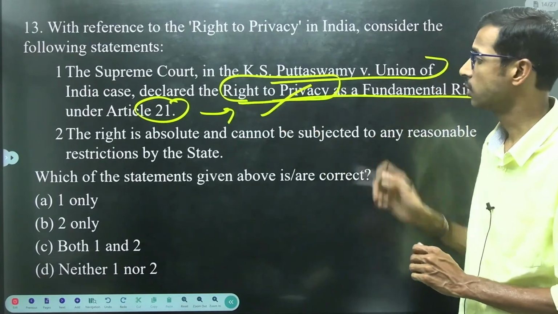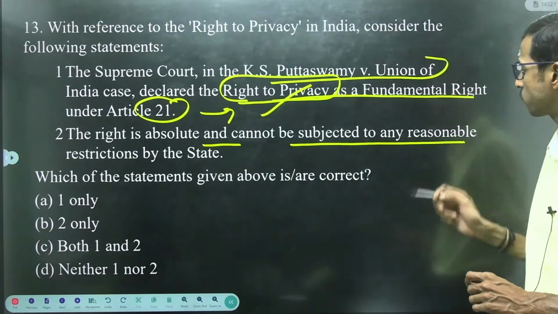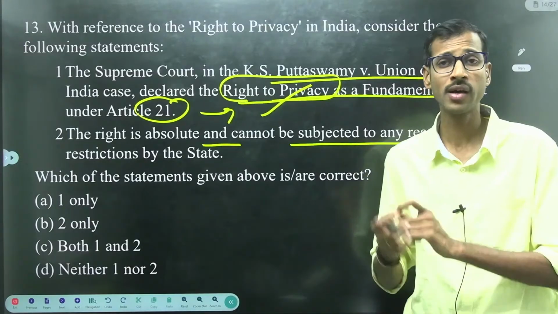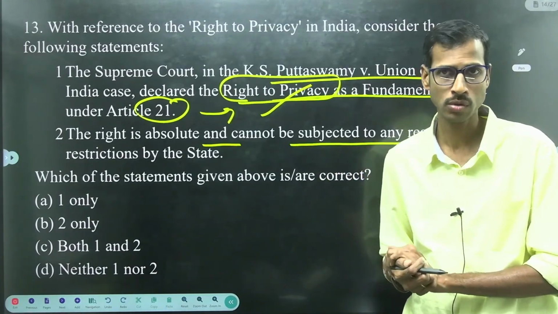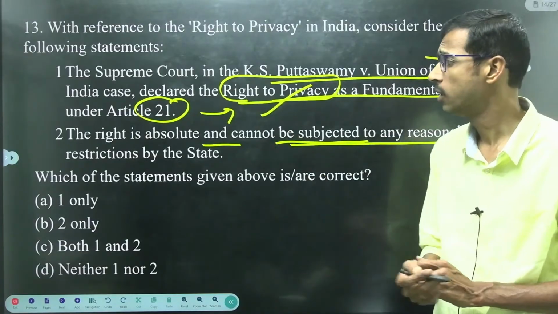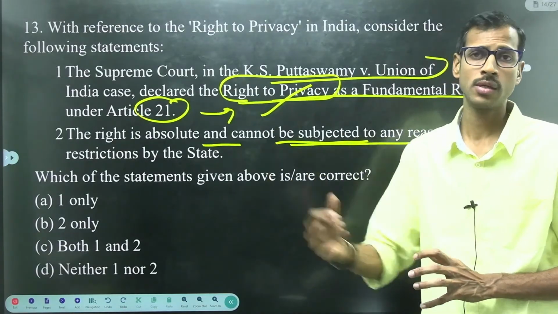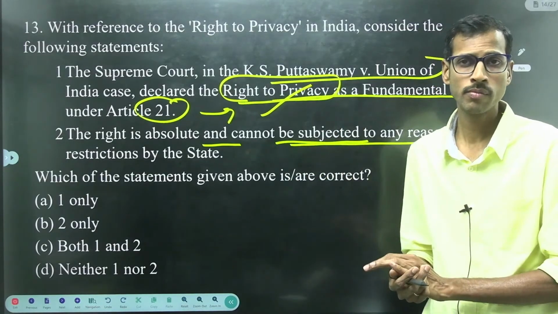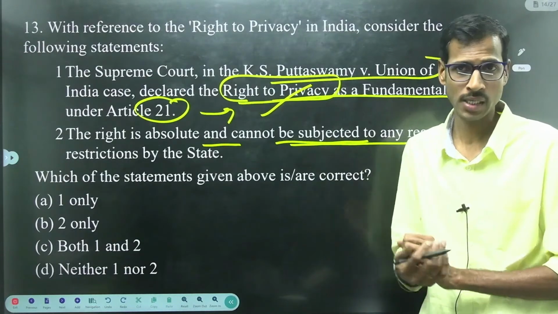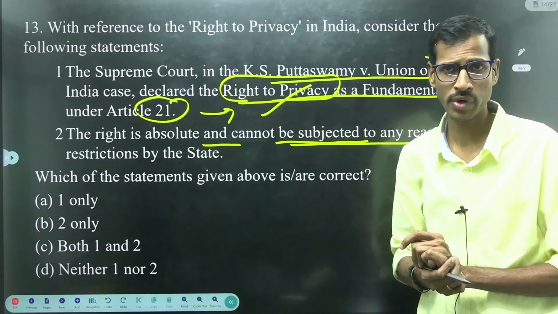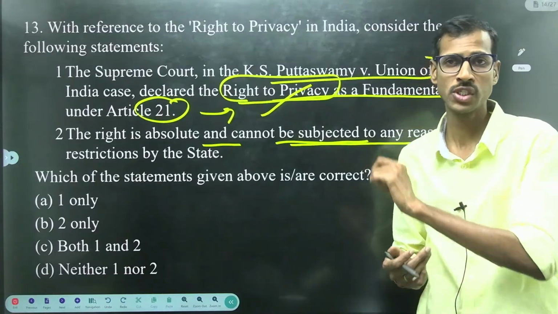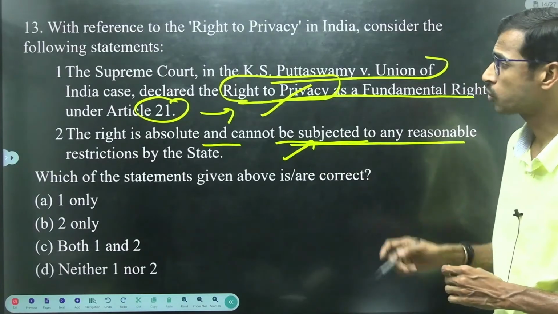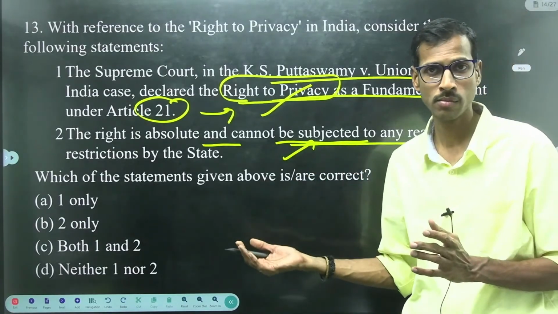So this is correct. Next: the right is absolute and cannot be subject to any reasonable restrictions by the state. Whenever certain rights are given, they are not absolute. Why? Because absolute means complete freedom. We have freedoms, right, but not complete liberty. Liberty is completely different from freedom, right? Freedom has some restrictions, but liberty is complete freedom. That is the major difference here. So we have only the right to freedom here.